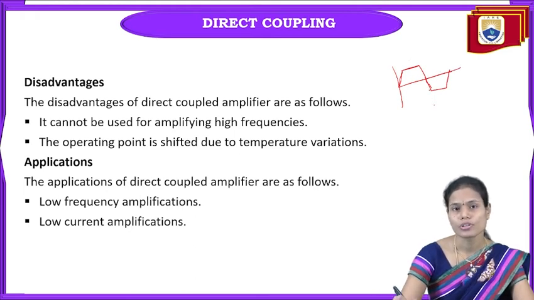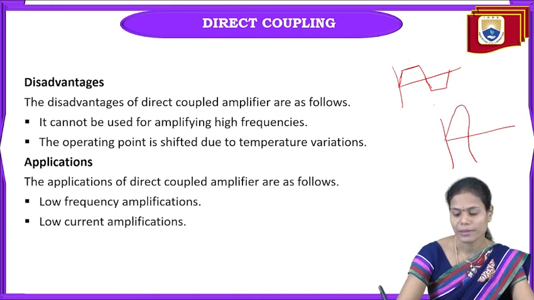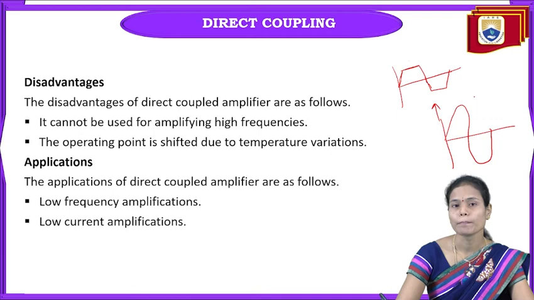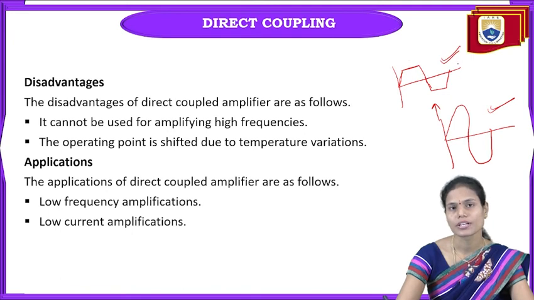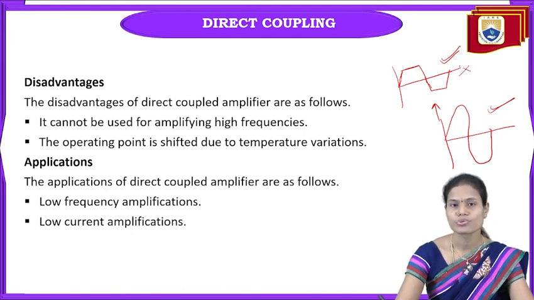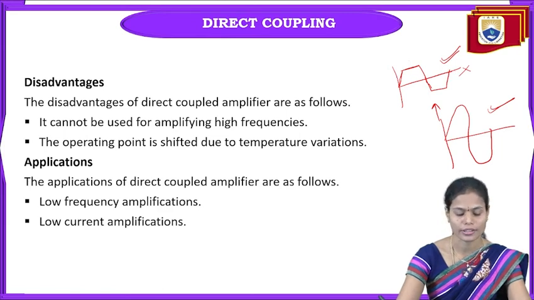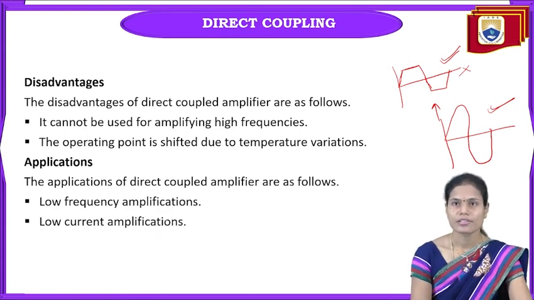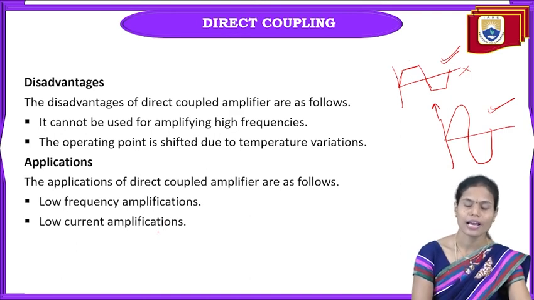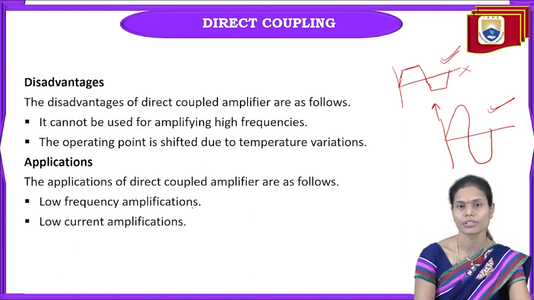So in order to get faithful amplification, the amplified signal should be like this, with improved amplification and without any distortion or clipping. But in this case, we are not getting this type of signal, but we are getting this type of signal. Because of that reason also, we will not use direct coupling for many practical applications, and we can utilize it only for low frequency amplification as well as low current amplification. Only for a limited range of signals can we utilize this direct coupling scheme.